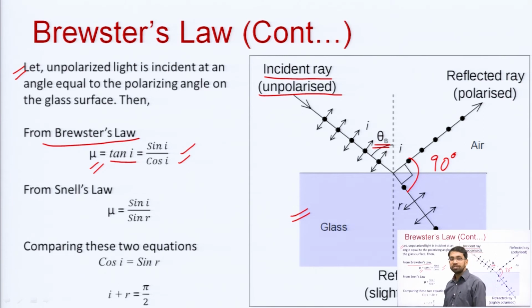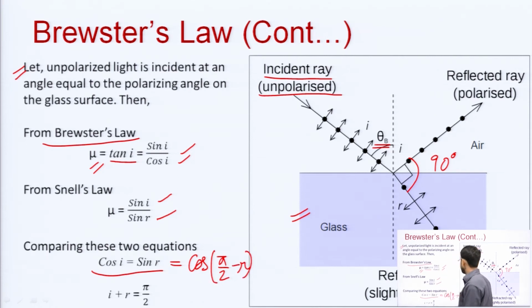And we know from Snell's law, refractive index is equal to sine of angle of incidence divided by sine of angle of refraction, sin I upon sin R. So, by comparing these two equations, sin I will be cancelled. So, cos I is equal to sin R, or we can also write sin R is equal to cos of pi by 2 minus R. So, I plus R is equal to pi by 2, angle of incidence plus angle of refraction is equal to pi by 2.